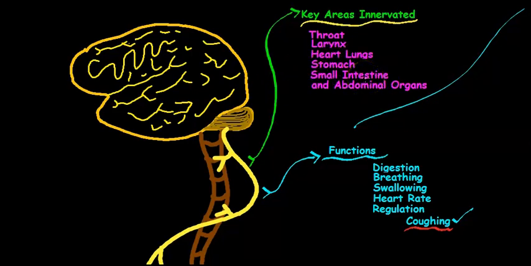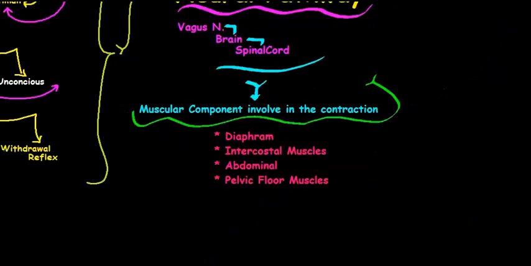And remember, we said the vagus nerve plays a crucial role in various bodily functions. Such bodily functions include swallowing, speech, heart rate, breathing, digestion, and coughing. Coughing, which is our main topic of discussion today. So I have some important muscles involved in contraction for us to have a cough sound.